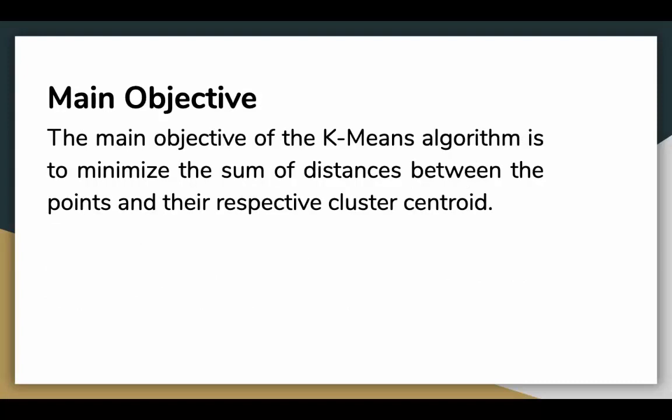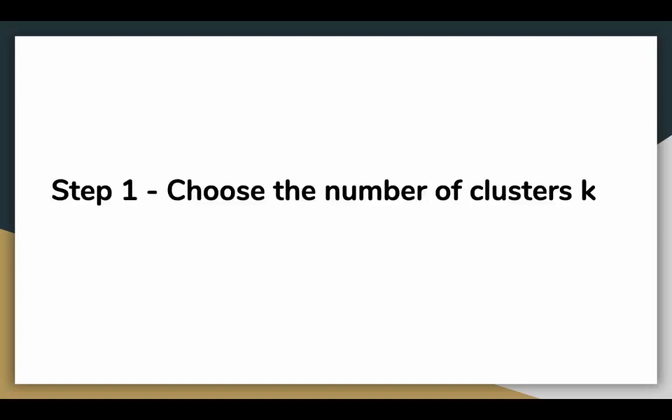The main objective of the K-means algorithm is to minimize the sum of distances between the points and their respective cluster centroid. Let's see how the algorithm works in action. So we have these 8 points we want to apply K-means on to create clusters. So let's see how we can do that.